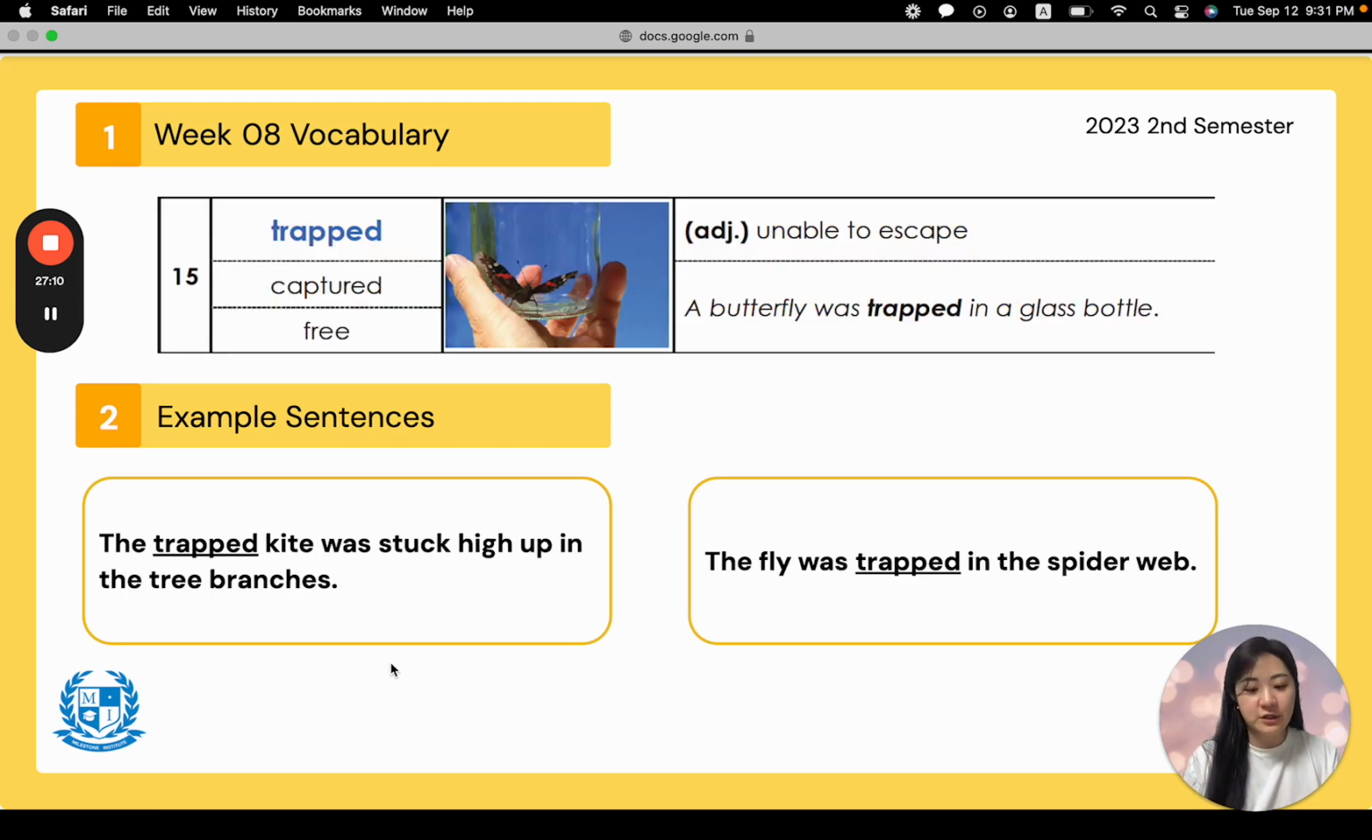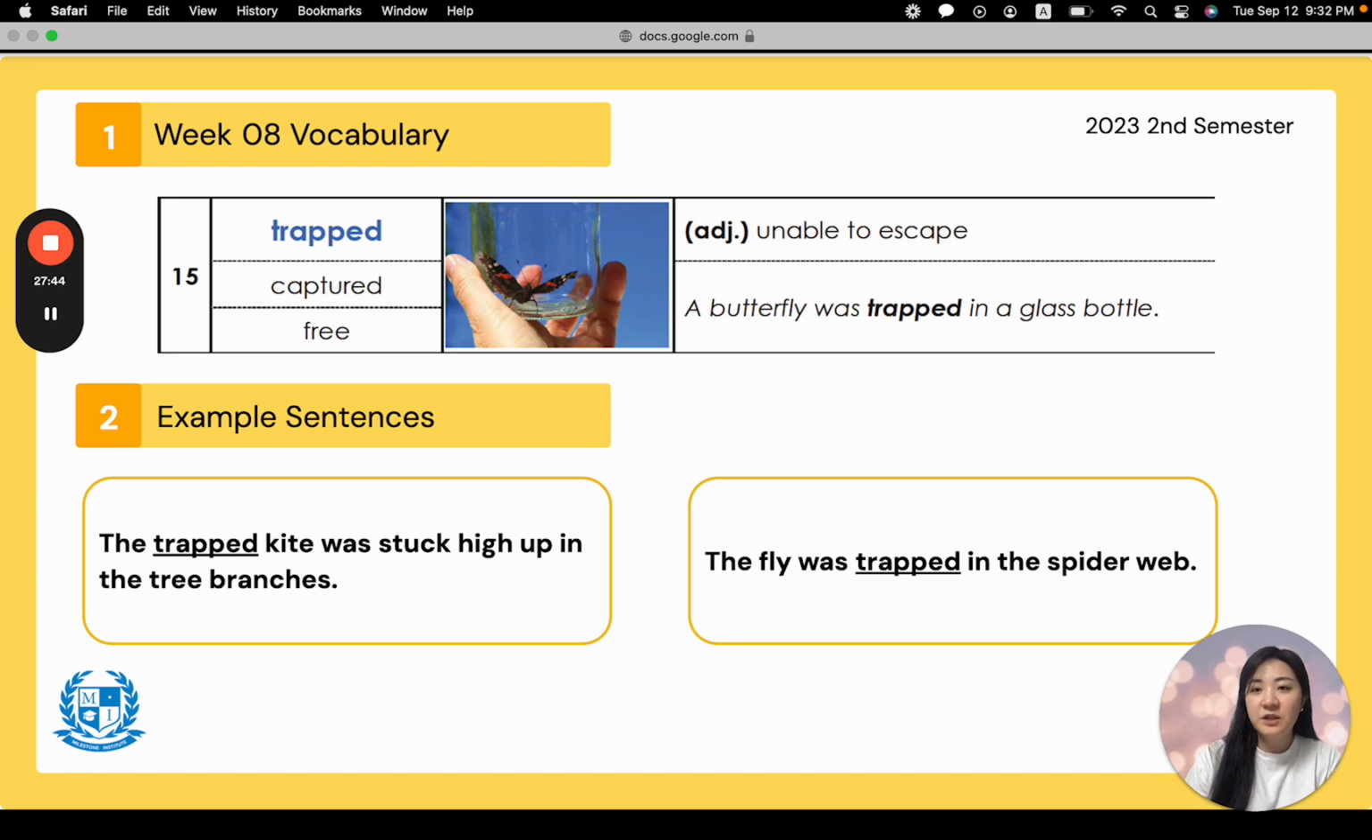Almost there. Everyone say trapped. Trapped. And the synonym is captured. And the antonym is free. Oh, we had free before too. It is an adjective, unable to escape. So here, unable to escape, we are trapped somewhere. So in this picture, there's a butterfly in the cup, right? Or bottle. It says a butterfly was trapped in a glass bottle. It could not escape. It was stuck in there.